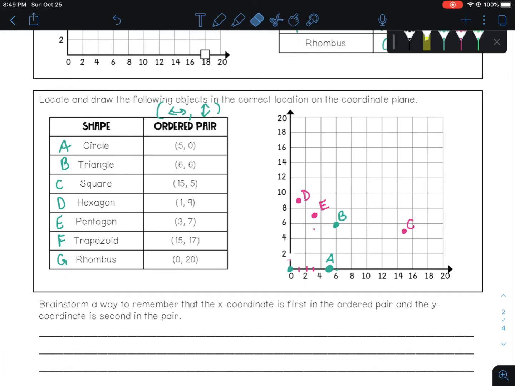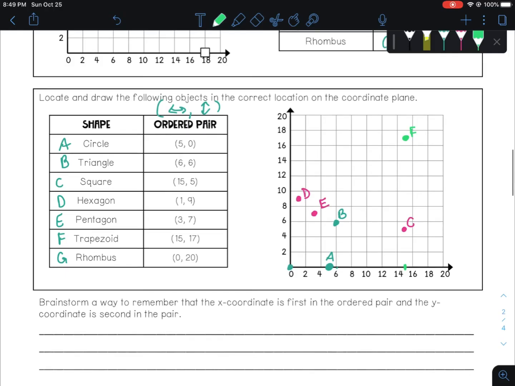Okay, and then we've got the trapezoid. That's 15, 17. So I'm going to go over to the 15, right here between the 14 and the 16. And then up 17 is going to be off to the side here between the 16 and the 18. So if we come all the way over here, we're going to end up right here in the middle. Clean that up a bit. So that's going to be the trapezoid point F. And then lastly, we have the rhombus, which is 0, 20. So we have to start here at the 0, 0 point, but we can't actually go left and right. We just have to go straight up to the 20. And that's point G. Okay?